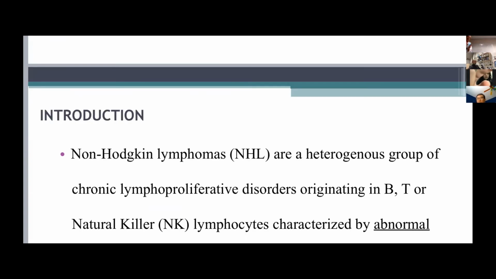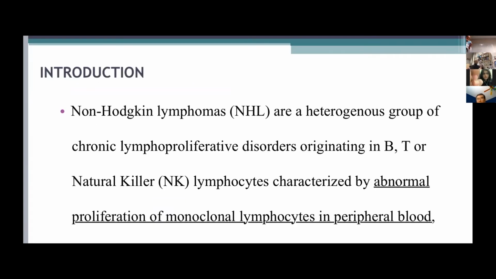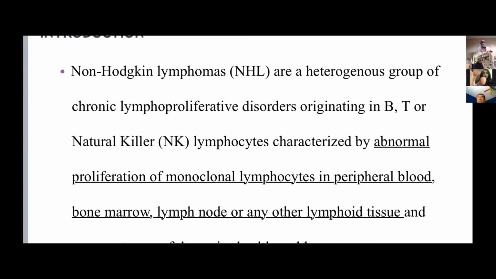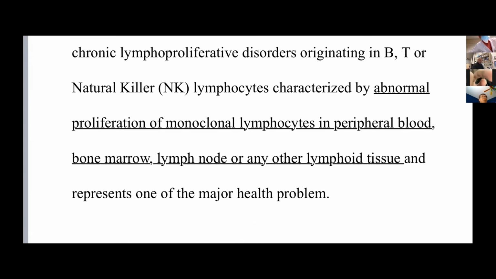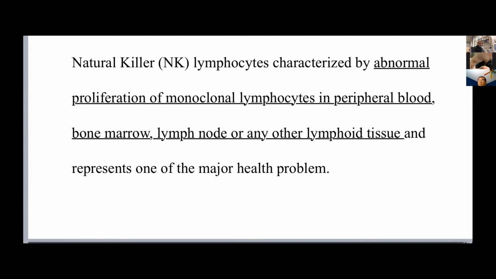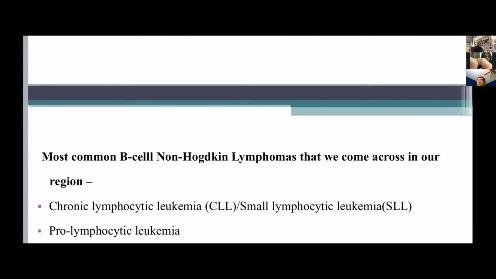So to start with, what are non-Hodgkin lymphomas? They are a heterogeneous group of chronic lymphoproliferative disorders originating in either B cell, T cell, or NK cell lymphocytes, characterized by abnormal proliferation of monoclonal lymphocytes in the peripheral blood, bone marrow, lymph node, or any other lymphoid tissue. As we all know, they represent one of the major health problems and are of concern. So we need to study them in pretty detail.